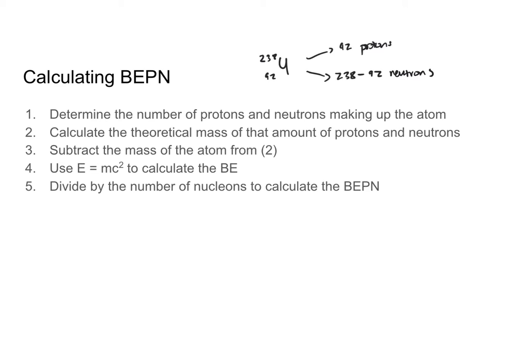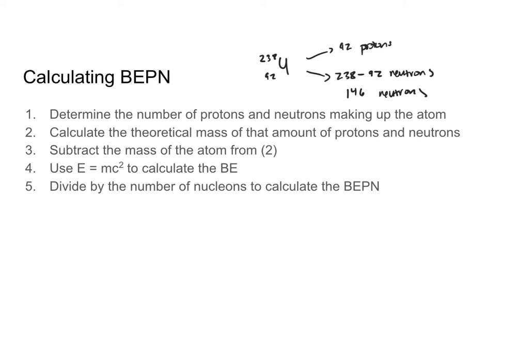So what we're going to do is calculate the mass of our protons and our neutrons, and add that all together. So we're going to add the mass of 92 protons to the mass of 238 minus 92 neutrons. And just to simplify things, I'm going to write this as 146 neutrons because that's what it actually is.